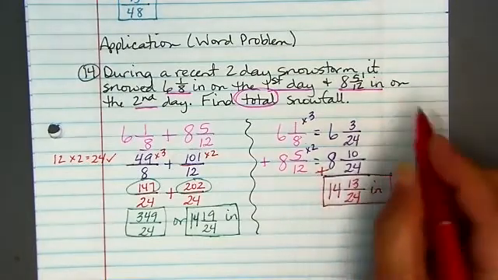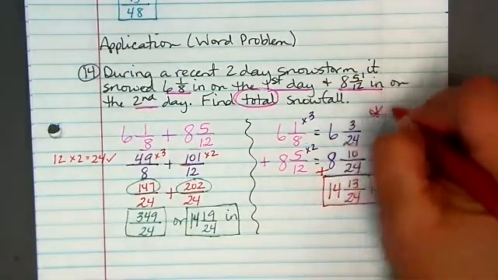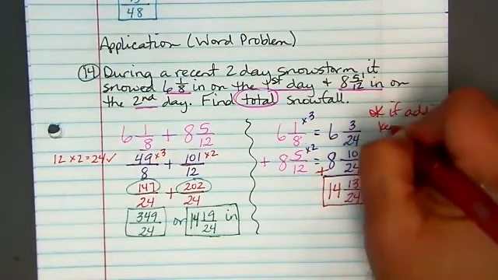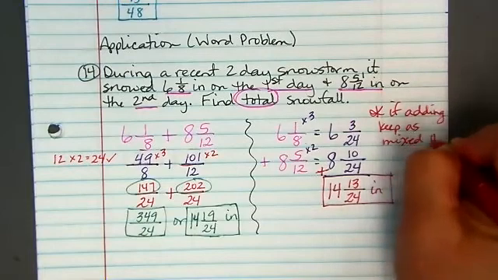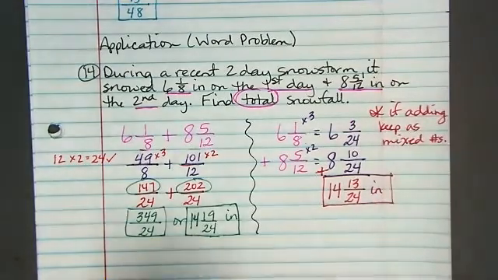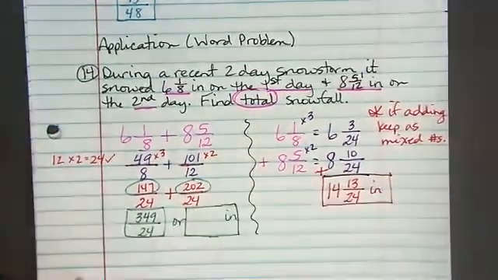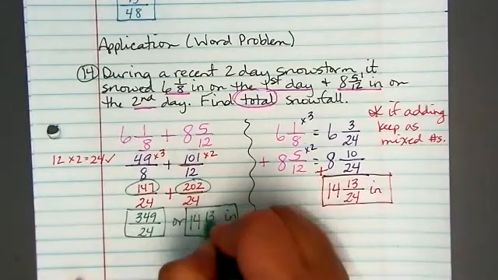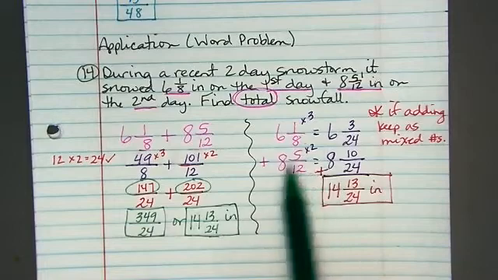And honestly, I like this problem better when you're adding, okay? So if adding, keep as mixed numbers. I think it's more beneficial, and I made an error over here. Rewrite this. This answer is actually 14 and 13 over 24, because I find the bigger your numbers, the larger the chance of error. This keeps them as small and more manageable.